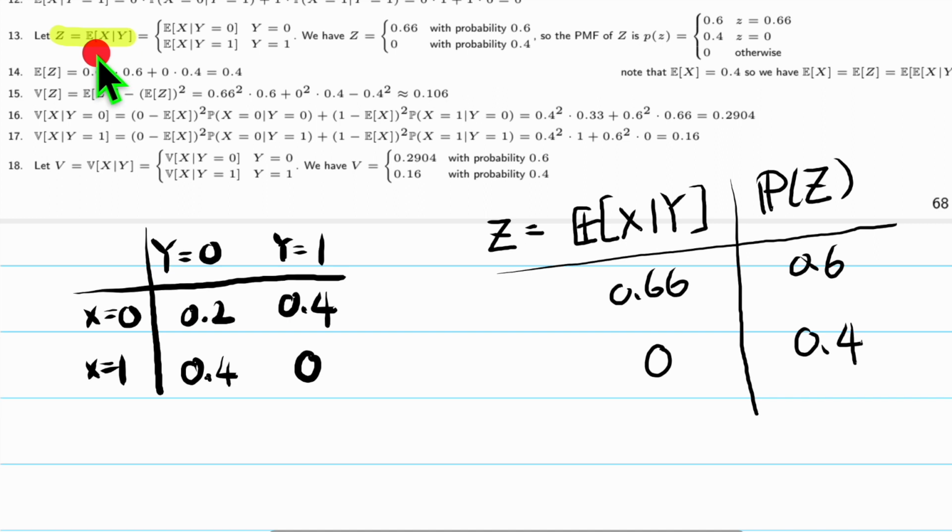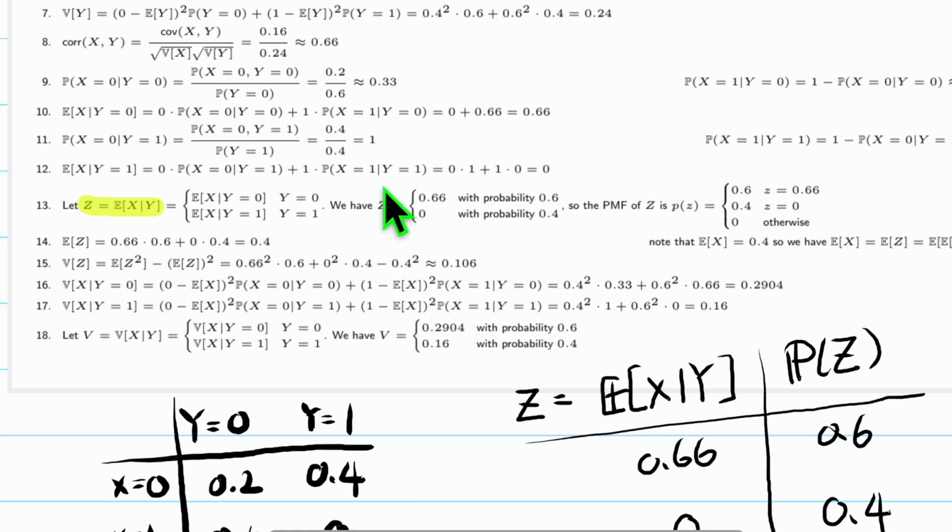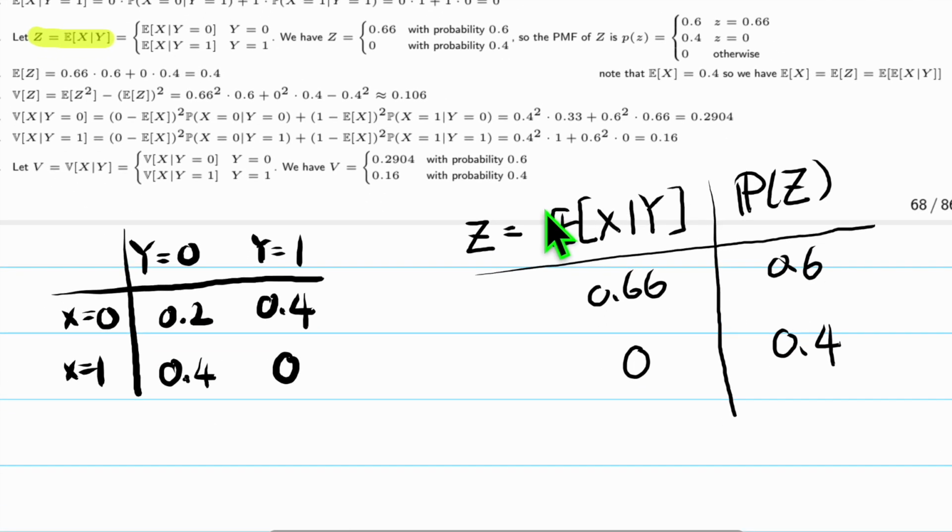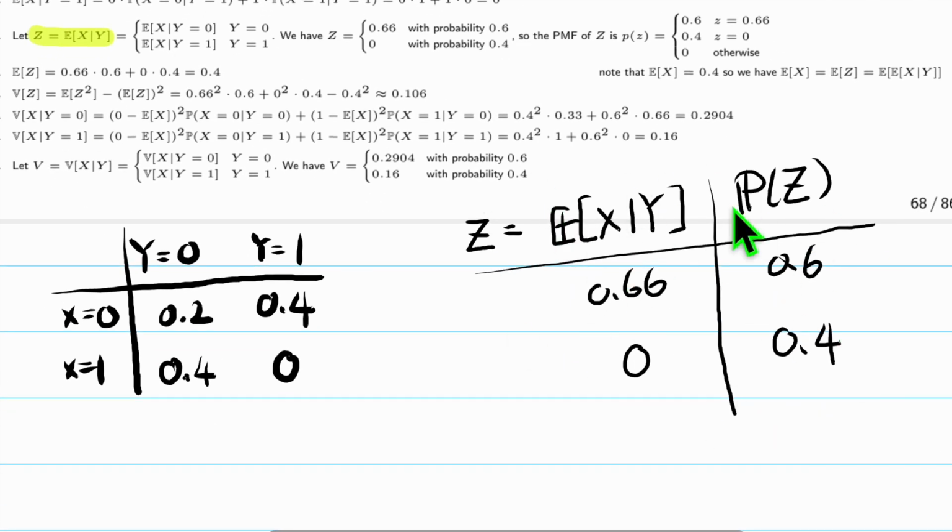Now for this one, we consider the expected value of x given y, and take that expectation as a new random variable z. Previously we know that the expected value of x given y, if y is 0, will be 0.66. And if y is 1, the expected value is 0. These are based on our previous study. Then we actually have a new random variable z with this table, or we can say that z is basically 0.66 with chance 0.6 and z is 0 with chance 0.4. So this is the table.